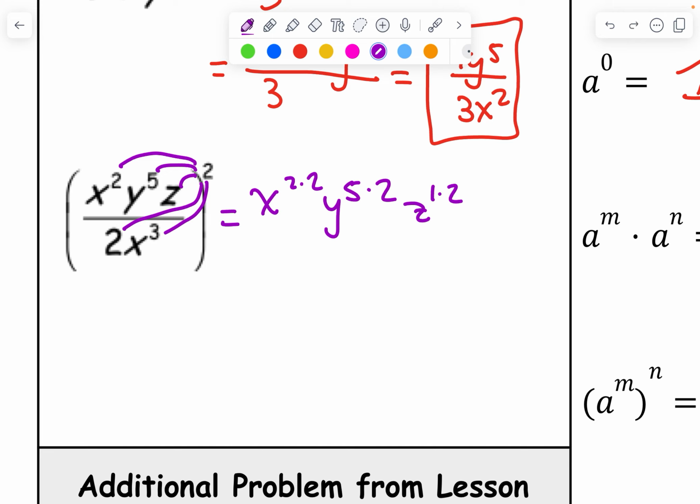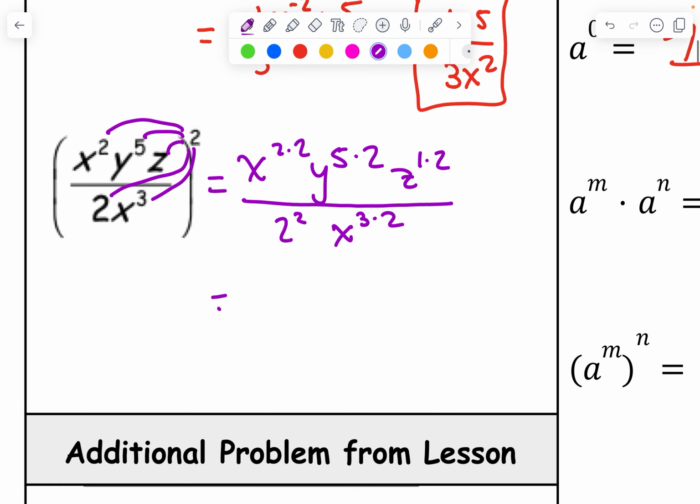Okay, so I'm just multiplying all those exponents by 2, and then in the denominator I'll have 2 squared, and then I'll have x to the 3 times 2. Now I'm just going to simplify everything. X to the 2 times 2 is x to the 4th, y to the 5 times 2 is y to the 10th, z to the 1 times 2 is z squared, over 2 squared is 4, x to the 6th, 3 times 2.